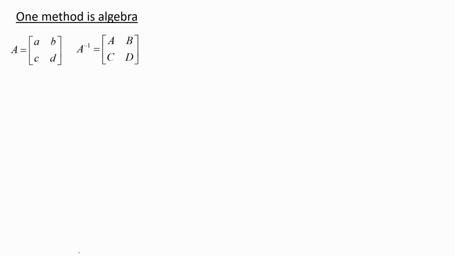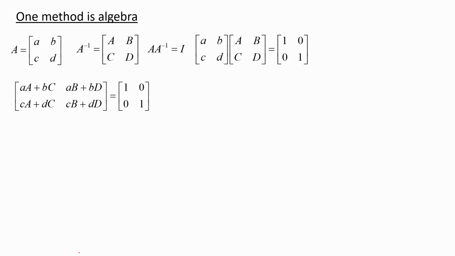What we want to do is to work out the relationship between the capital letters and the lowercase letters. Now, we know that a matrix multiplied with its inverse is the identity matrix, so we can substitute for A and its inverse to give us what we have there. And now, carrying out matrix multiplication, that's what we obtain.